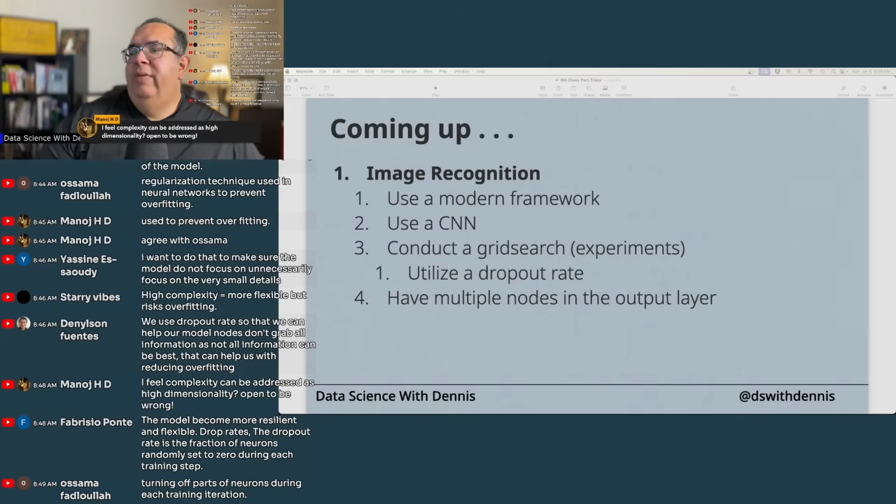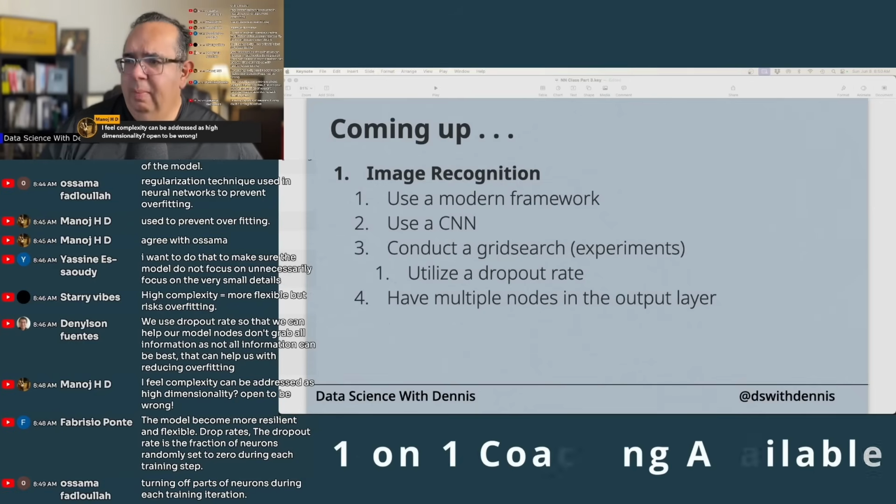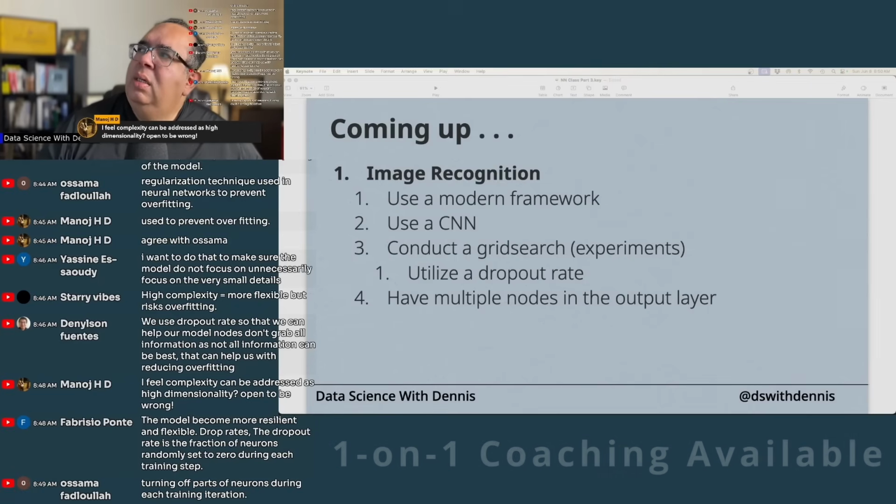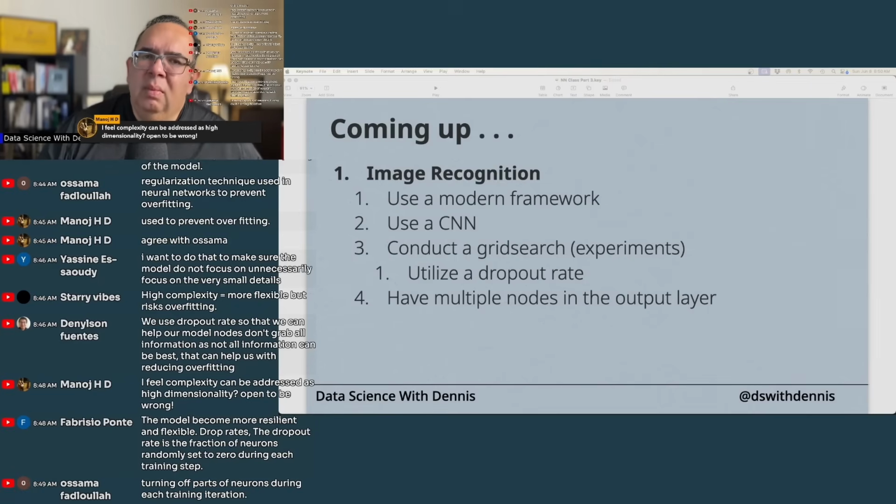Manoj says, I feel complexity can be addressed as high dimensionality, open to being wrong. Manoj, I want to credit you for saying open to being wrong. I think that's a very healthy attitude for a data scientist to have. So good for you, my friend. Complexity can be addressed as high dimensionality. Sure, sure. High dimensional models tend to be complex.